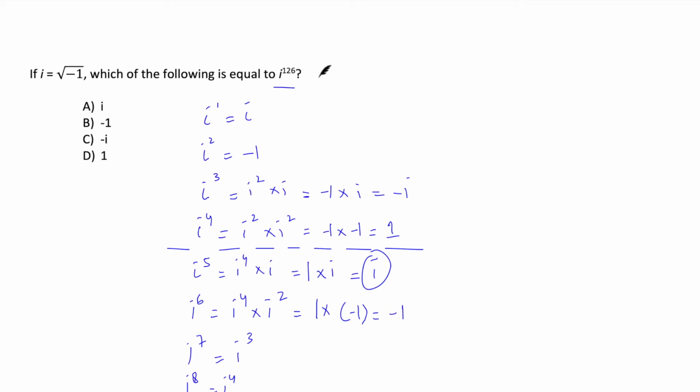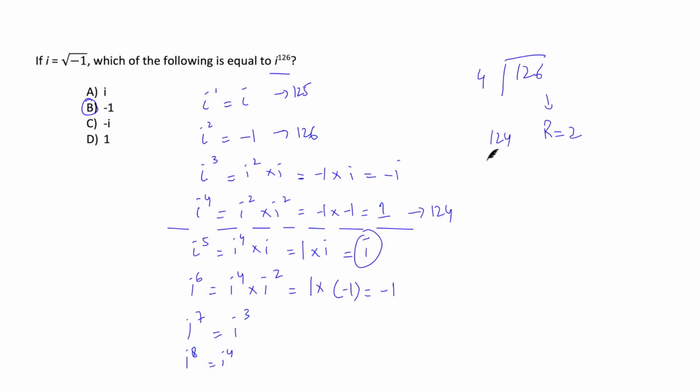So if you have i raised to power 126, you can divide 126 by 4 and then count the remainder. You get a whole number at 124. 124 divided by 4 will give you a whole number, and the remainder is basically 2. So 124 will be this value, 125 is this, 126 is this value. So our answer is basically minus 1. That's how you move through the values of i.